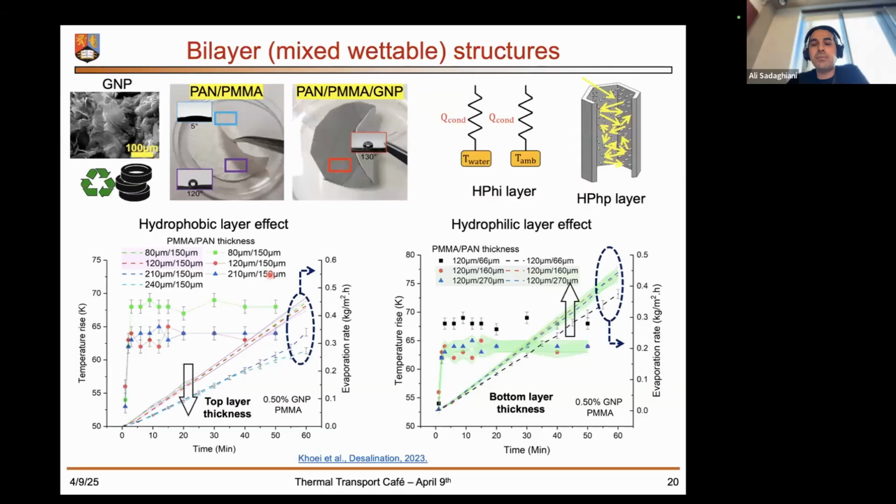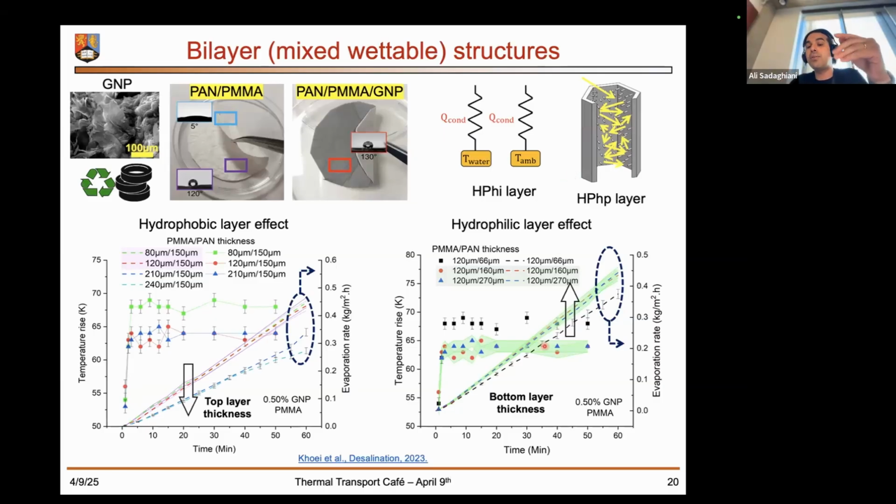So we tested different combinations of this structure and this design. What we observed, the evaporation rate reduces as the top layer thickness increases. One reason for the deterioration in evaporation rate is basically the accumulation of the vapor phase near the top layer. So this results in the diffusion resistance for the evaporation.